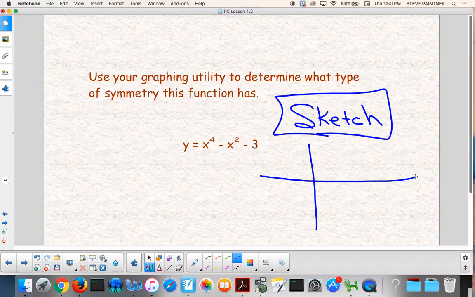Go to y equals, type in x to the fourth, minus x squared, minus. Take graph. Standard window again, just 10, 10, 10.